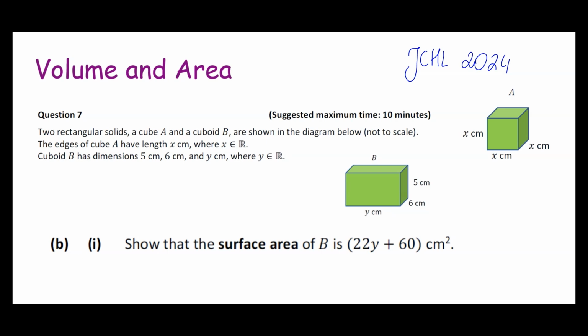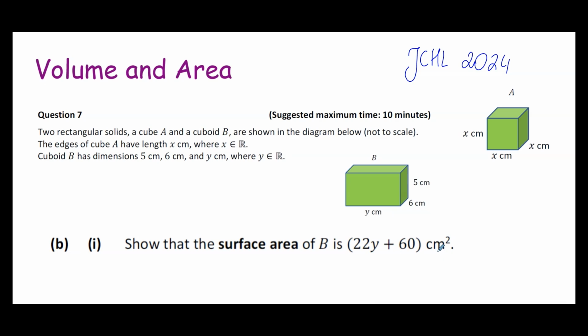We are still on volume and area question. Let's have a look at part B of that question. Show that the surface area of B, so here we had a shape of B, and B is a cuboid with the dimension of 5, 6, and y, as we can see it here. So show that the surface area of B is, and then we have an expression for that.